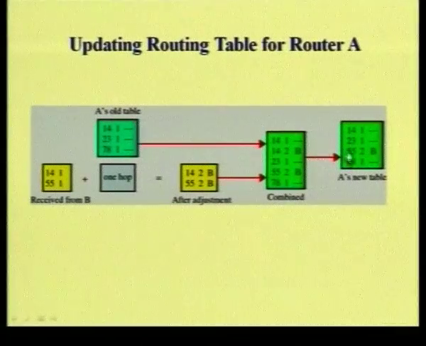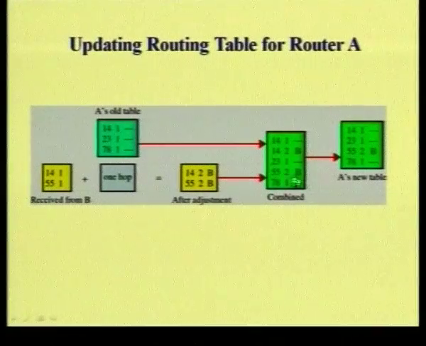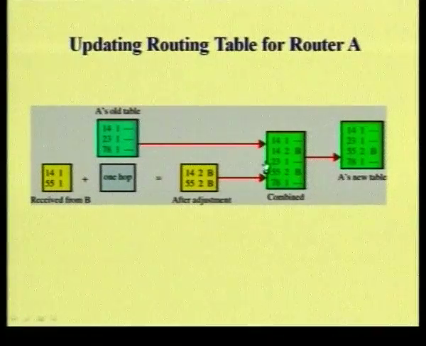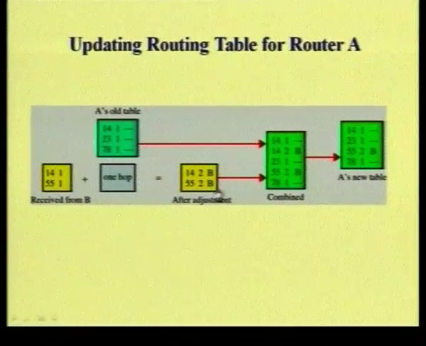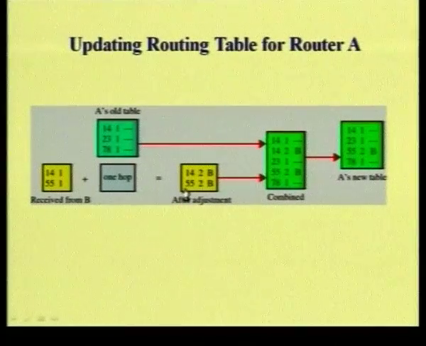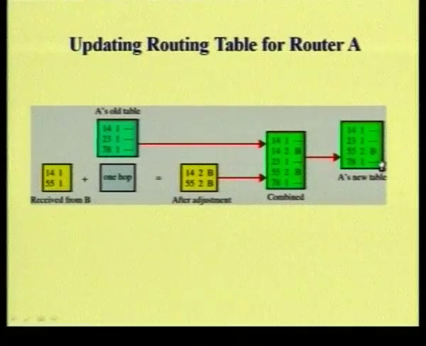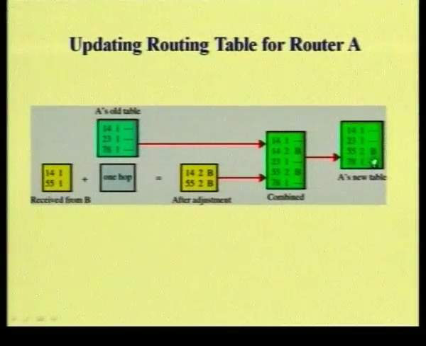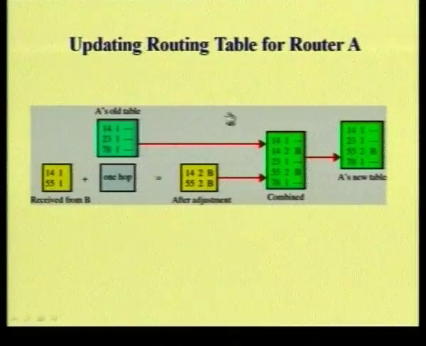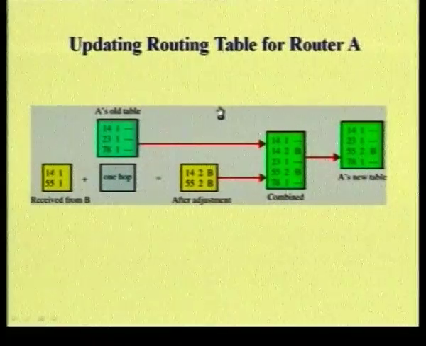So A's new table will have a value that 14 can be reached directly with a distance of 1. About 23 and 78 there is no change, but you are having some new information coming in from B, which is that B can reach network number 55 and the distance would be 2. So that information is added in A's new table. 55 via B is new information that is added at the end of this first exchange that is taking place between A and B, right.